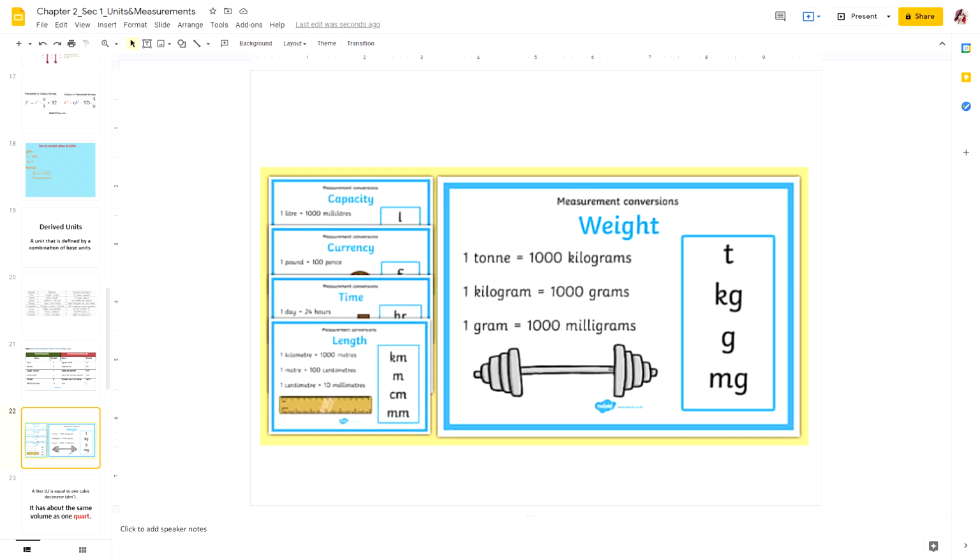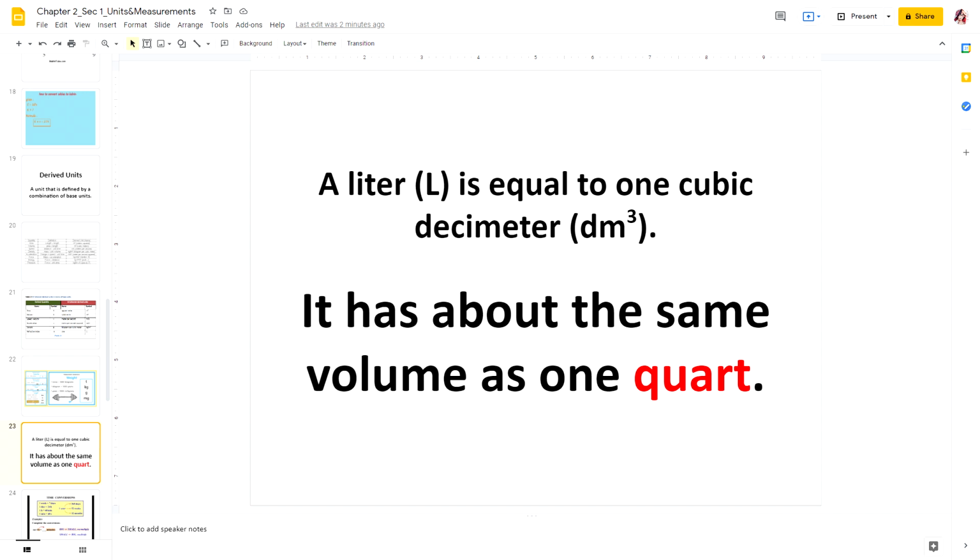Now, these are some of the conversions that you will use later on. For example, for weight, 1 ton is equal to 1,000 kilograms. A kilogram is 1,000 grams, and a gram is 1,000 milligrams. Another derived unit here would be a liter. A liter is equal to 1 cubic decimeter, and it is about the same volume as 1 quart.